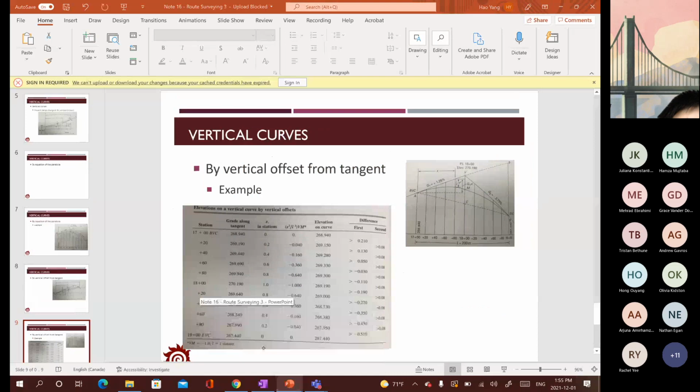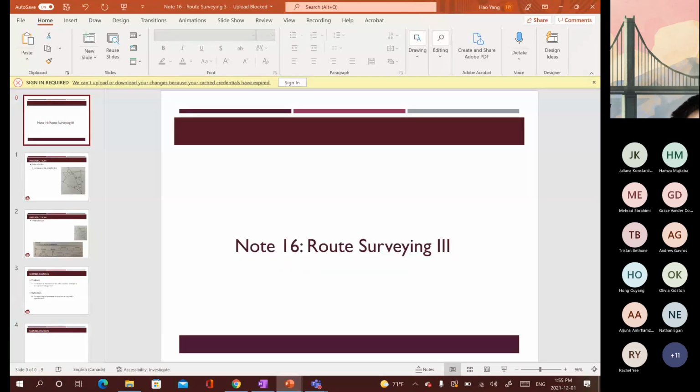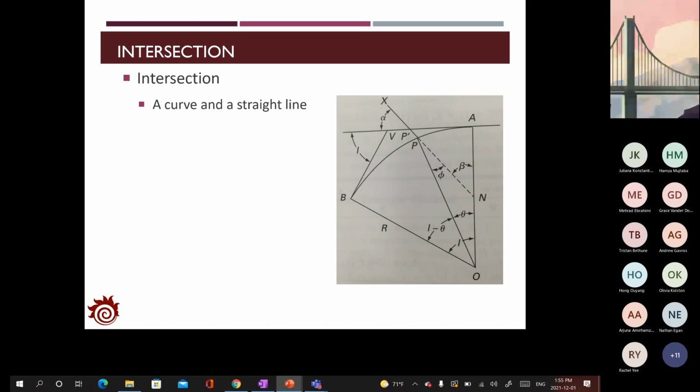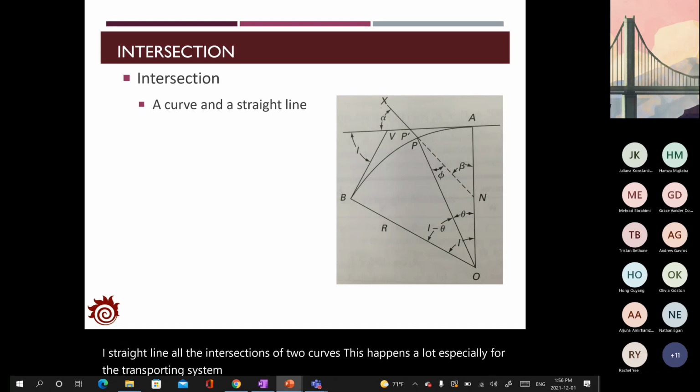Okay. Now we're going to switch to the next lecture, Node 16, about the horizontal curve, and there will be another topic. This will be related to the intersections of a curve and a straight line, or the intersections of two curves. This happens a lot, especially for transportation systems. If we consider a curved road and at a certain location it intersects with another straight road, you will need to build an intersection at the crossing point.